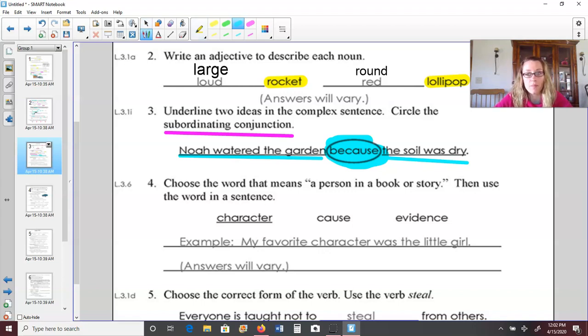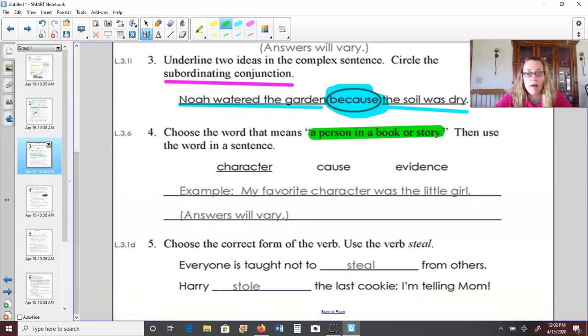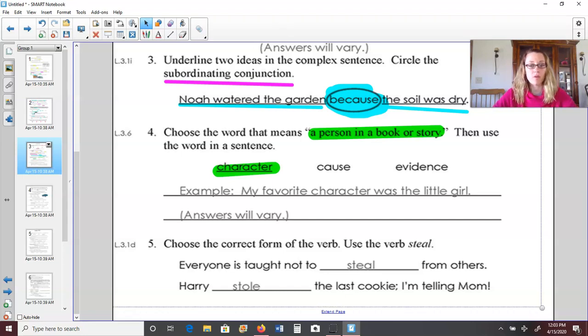On number 4, we want to choose the word that means a person in a book or a story. We should know this well from reading. Character, cause, or evidence. Well, a person is a character. And you had to use that word in a sentence. They said, my favorite character was the little girl. Okay, so can you think of a sentence using the word character?